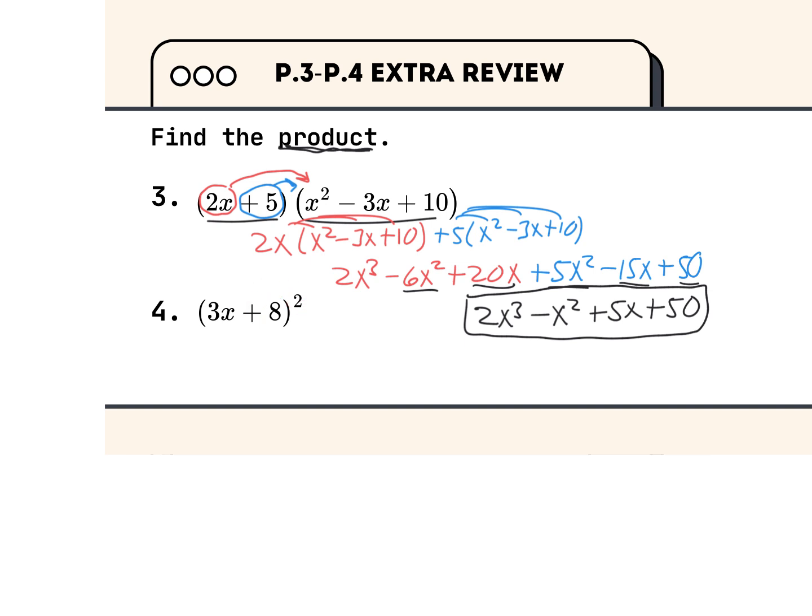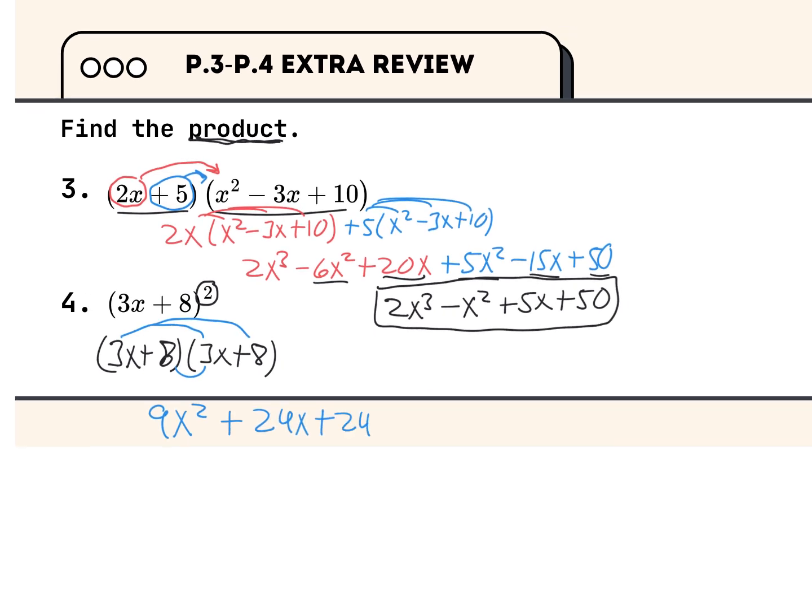And now what you would do instead, you would write it twice and FOIL it, right? Anything to the second power means you're going to multiply it by itself twice. So it's going to be 3x plus 8 times the 3x plus 8. And then now that it's written like this, it's pretty clear that we should FOIL it. All right, so first times the first is a 9x squared. Outer times the outer, 3x times 8 is 24x. Inner times the inner, 8 times 3x is another 24x. And last times the last, 8 times 8 is going to get you 64.